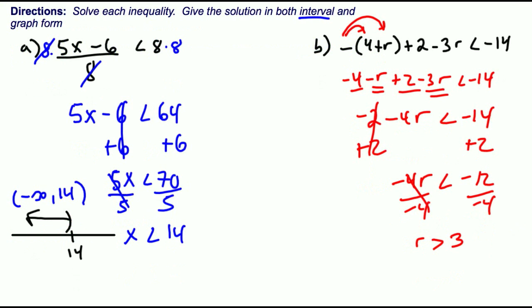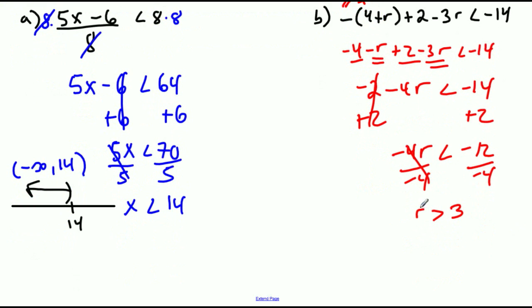And so quickly, let's write down the interval. r is bigger than 3, so starting with 3 and then going to infinity. And our number line is as so. And this will be our 3, so it starts with the parenthesis and then goes to the right.